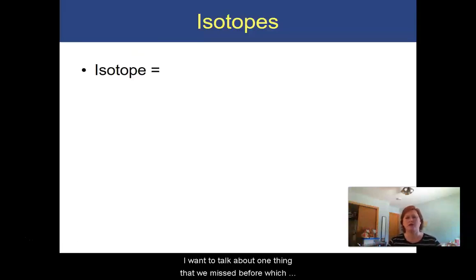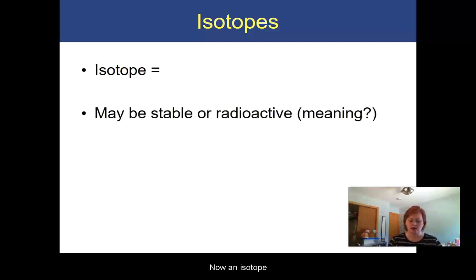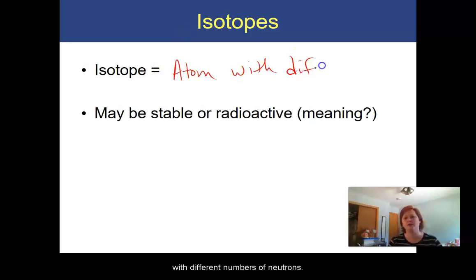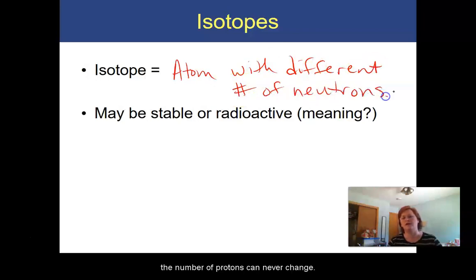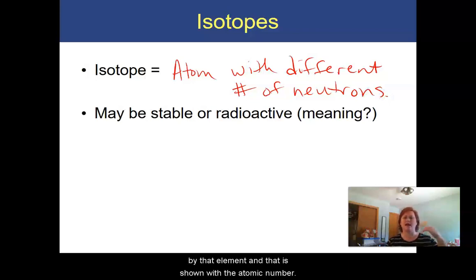Now I want to talk about one thing that we missed before, which is talking about what an isotope is. Now, an isotope is an atom of the same element with different numbers of neutrons. So remember, the number of protons can never change. That's determined by that element, and that is shown with the atomic number. The number of electrons can change because we can gain or lose electrons. But the number of neutrons can also change.